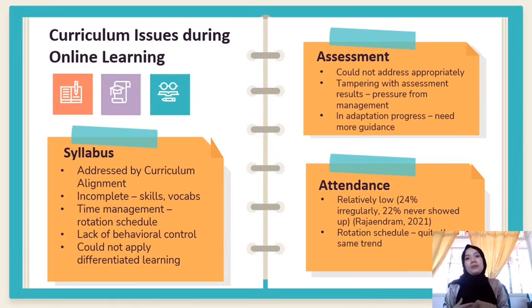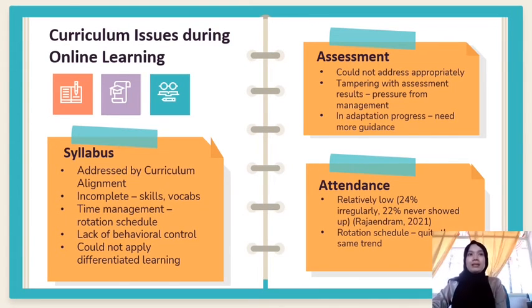Other than that, it is well known to us that UPSR had recently been abolished, and due to this, the implementation of school-based assessment is still new and in the adaptation process. So the teachers are in need of further assistance and guidance in order to execute this successfully.